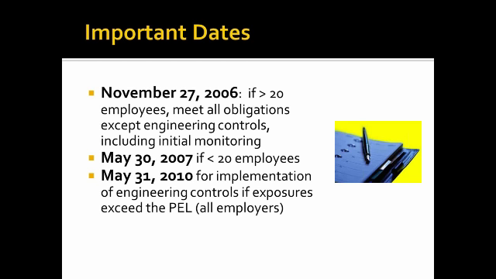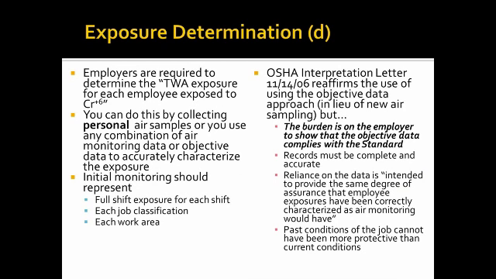But if you're going to go with that approach rather than collecting new exposure samples, you should read through those four things that I have on the right-hand side of the slide, because the burden is on you to show that that objective data complies with the standard. And it may just be a whole lot easier to collect personal samples from what you are doing now. The sampling should look at full shift exposures for each shift, for each job classification in each work area where there might be exposure to hexavalent chromium.